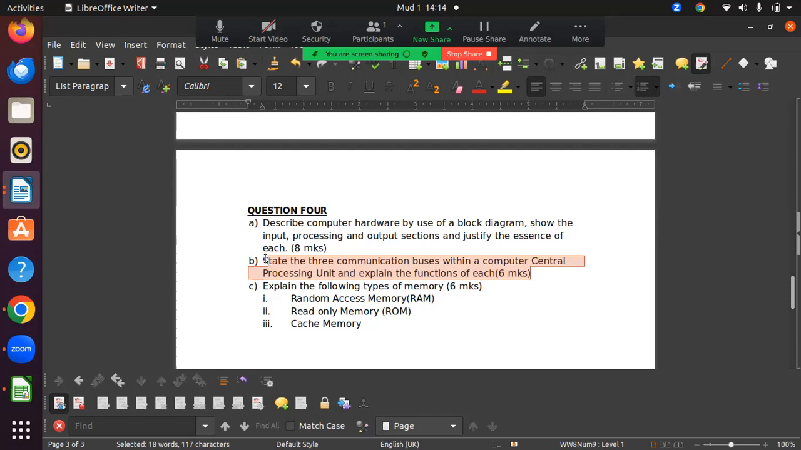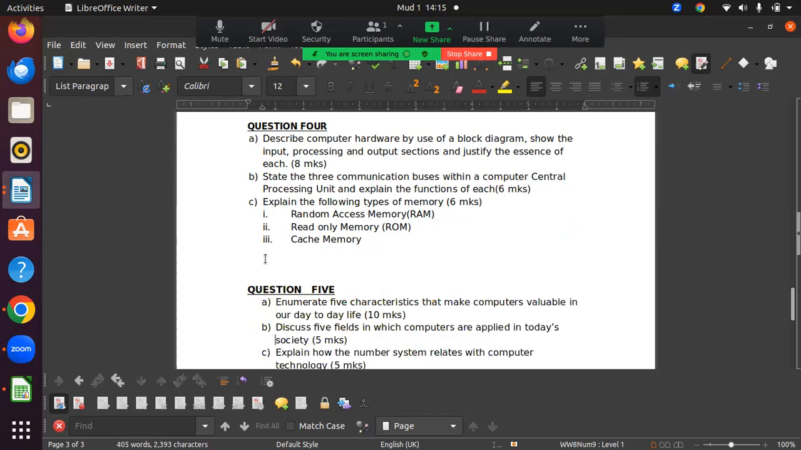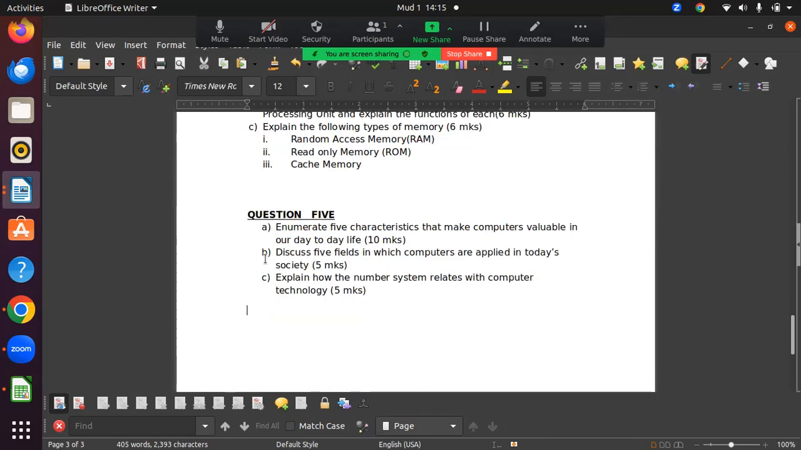Explain the following types of memory: RAM, ROM, cache. I think we've discussed that. Enumerate 5 characteristics that make computers valuable in our day-to-day lives. You can do that. Discuss 5 fields in which computers are applied in today's society. You are in a very good position to identify that. And finally, explain how number systems relate with it.